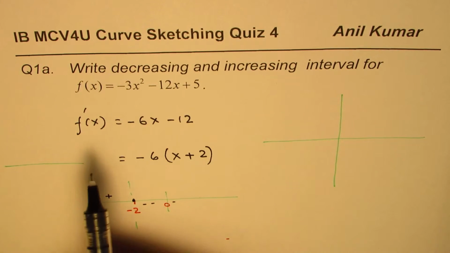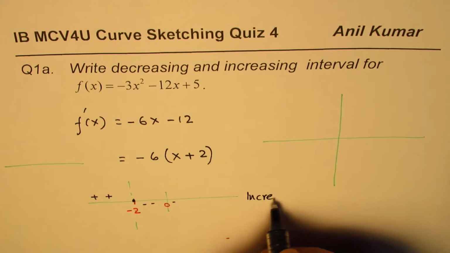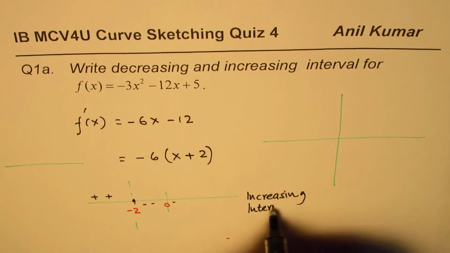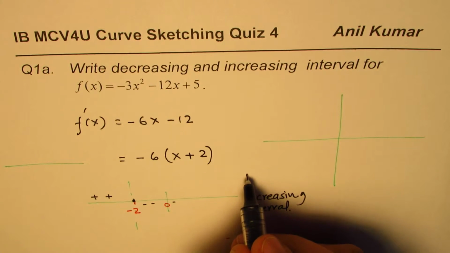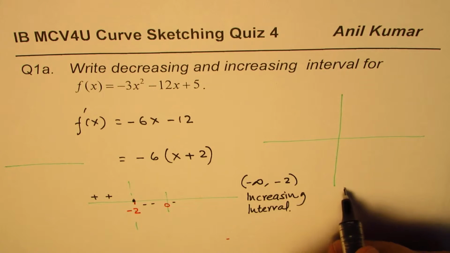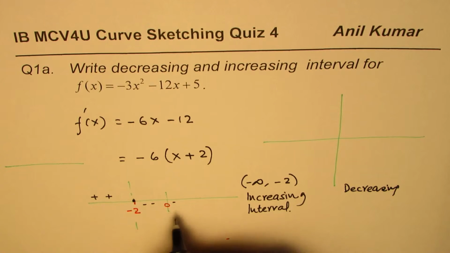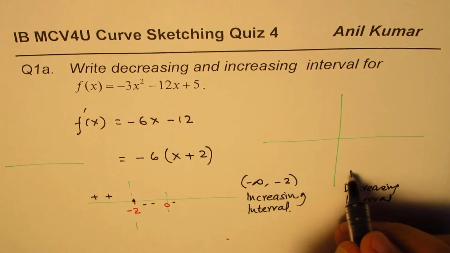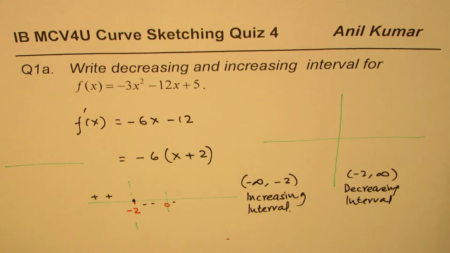Therefore, we can write the increasing interval as from minus infinity to minus 2, right? So it is from minus infinity to minus 2. And the decreasing interval is when the derivative is negative. The decreasing interval is from minus 2 to plus infinity, correct? So that is how you can write the intervals.